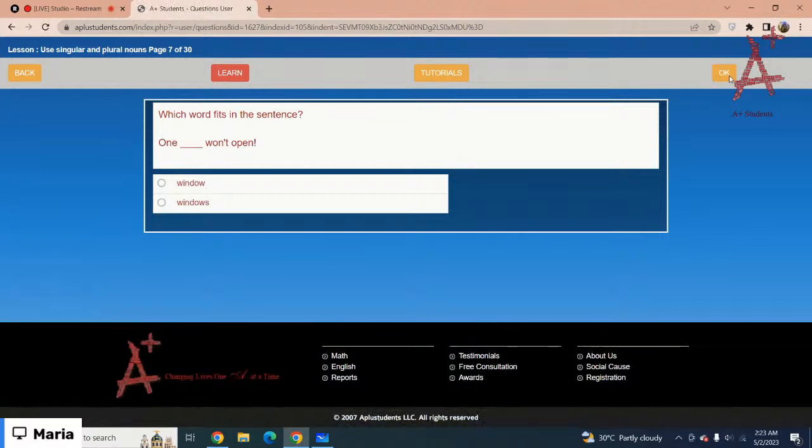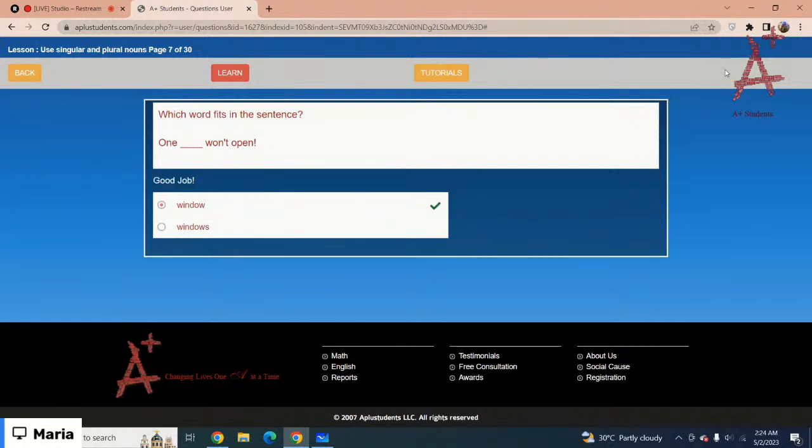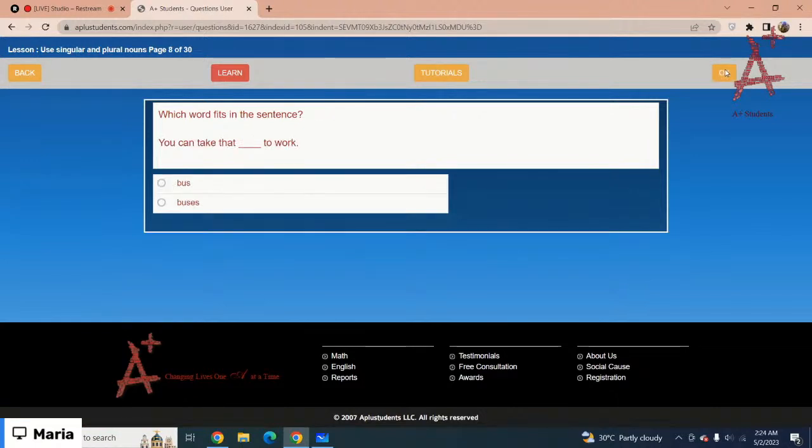The next one is one dash won't open. One means the singular thing. So it would be one window won't open, not one windows. One is used with the singular. You can take that dash to work. That is used with singular, so that bus to work.